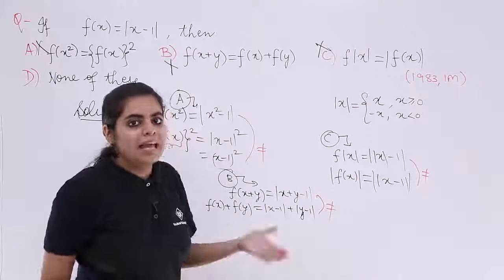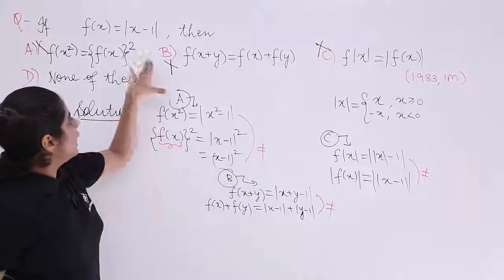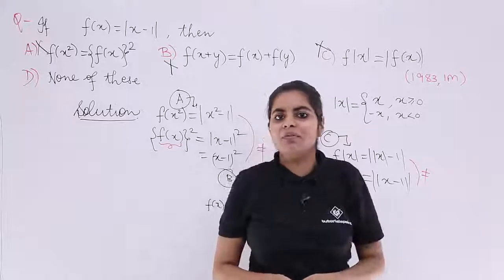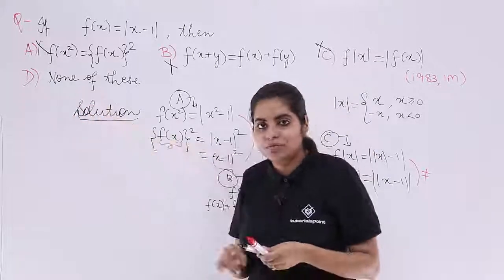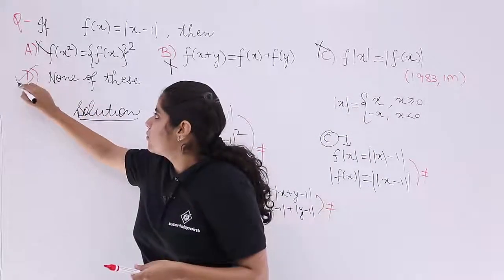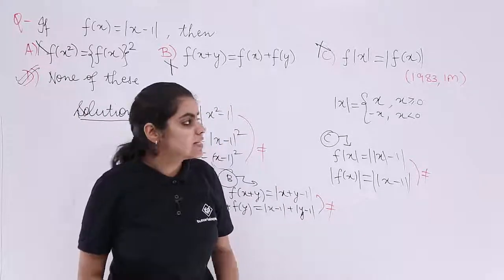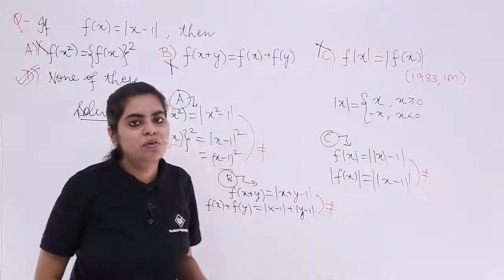Now, when A, B, C are not the answers, what are we left with? We are basically left with the fourth option, which is none of these. That means yes, none of these is the answer to this question of IIT JEE asked in the year 1983 for 1 mark.